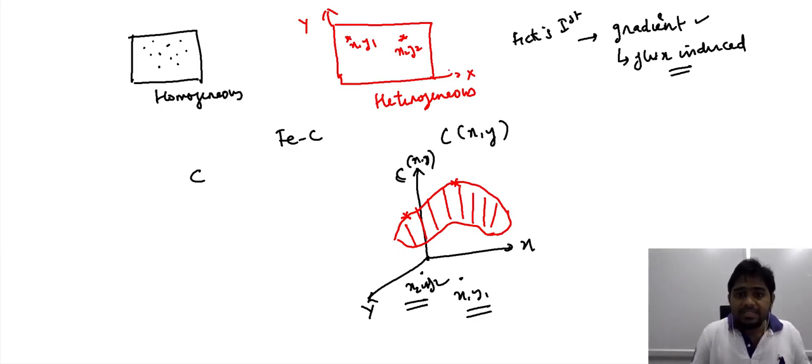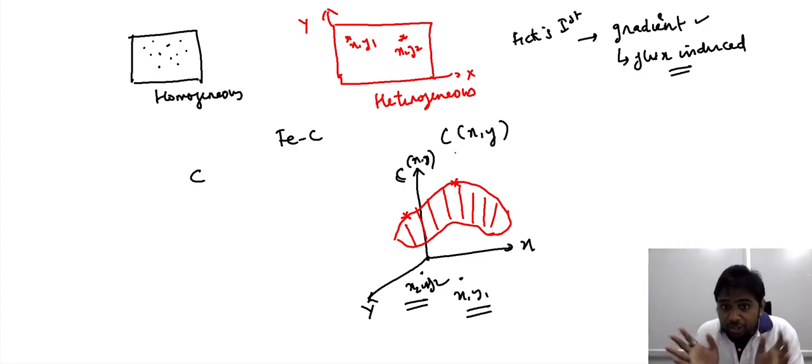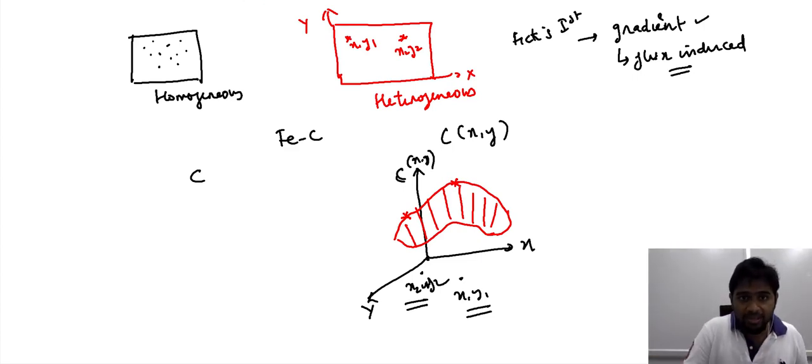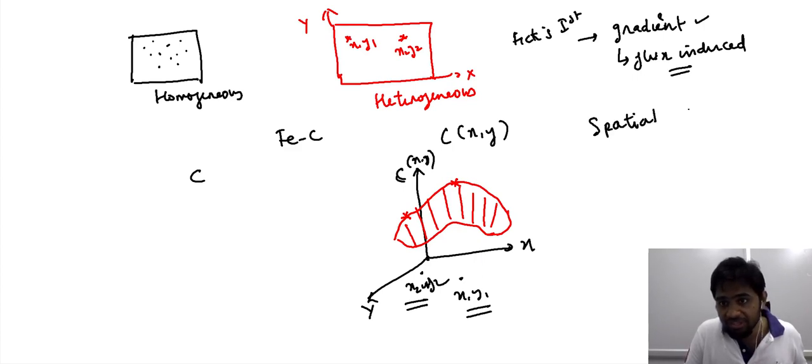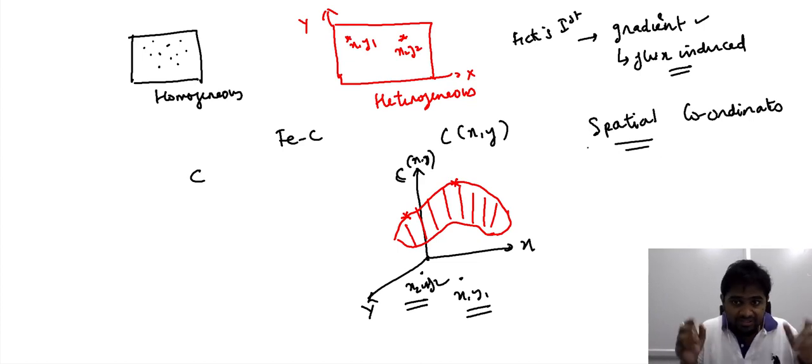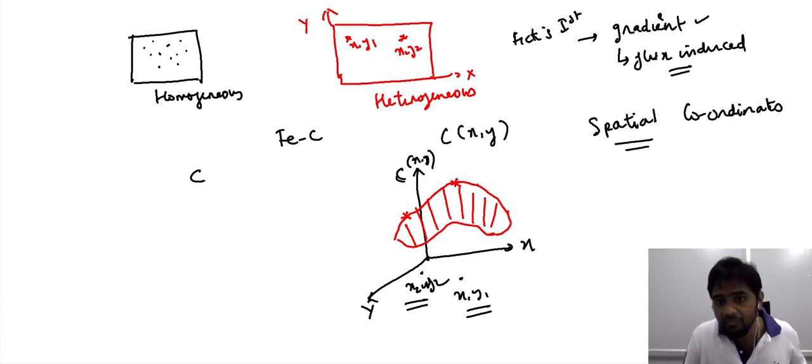Now this surface is described by this function here. So this function is dependent on x and y. So x and y in this case are referred to as the spatial coordinates. The reason we refer to this as spatial coordinates is because they help us describe the space that we are considering, the system that we are considering. So this x and y are referred to as the spatial coordinates.